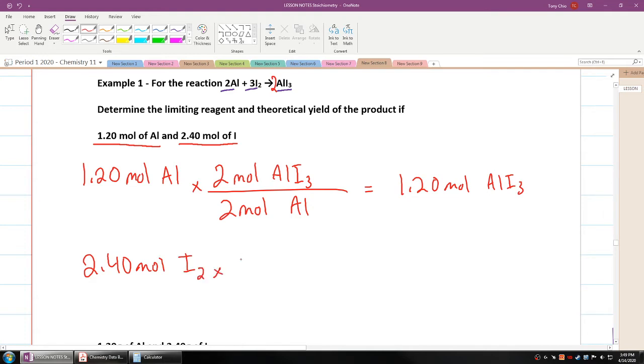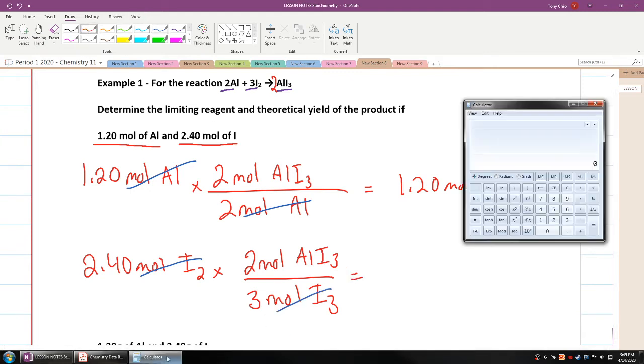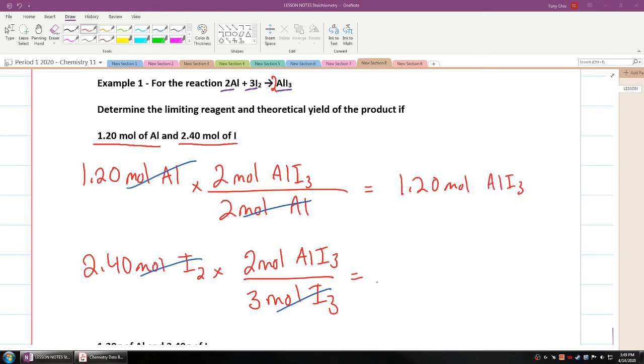And you're going to have to cross the mole bridge again, 2 moles of aluminum iodide over 3 moles this time of iodine. I forgot to cancel units to show you, but if you look at your calculations, 2.4 times 2 divided by 3, you're going to get 1.60 moles of aluminum iodide formed.